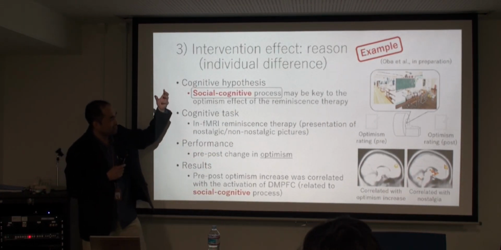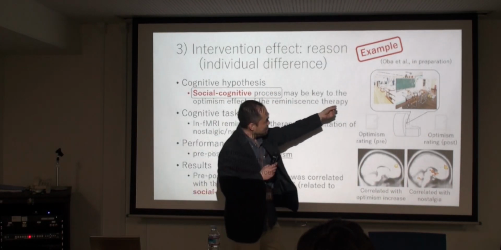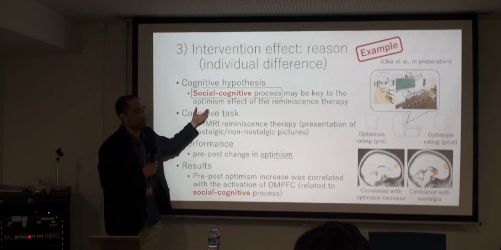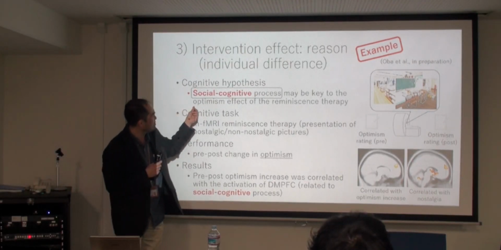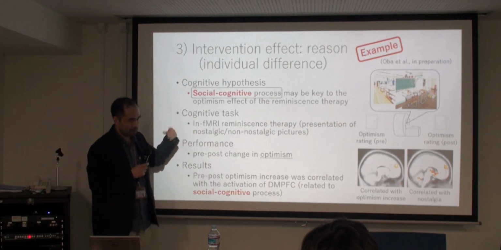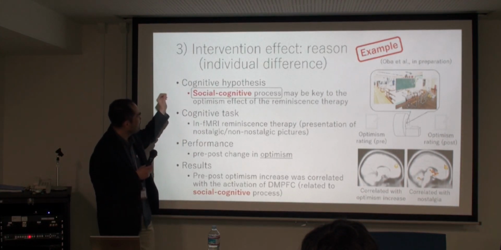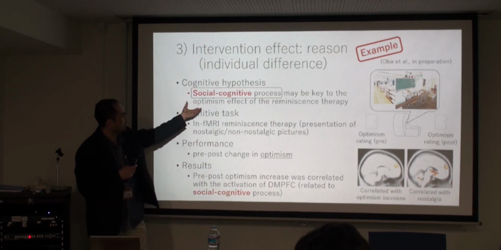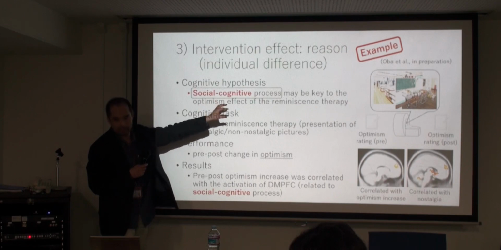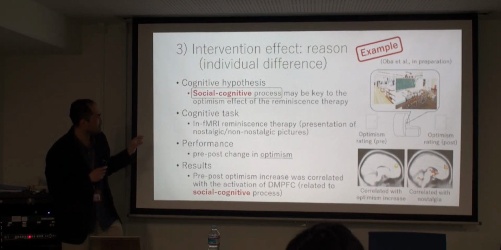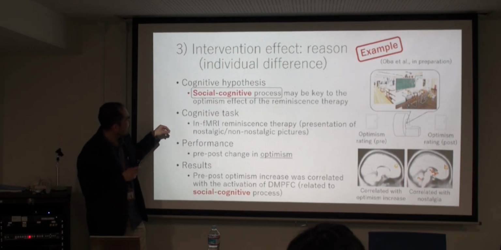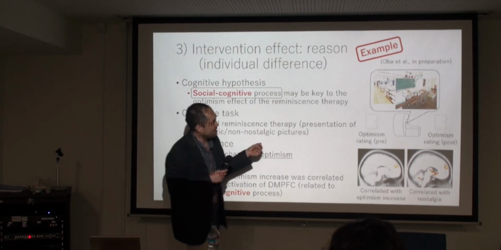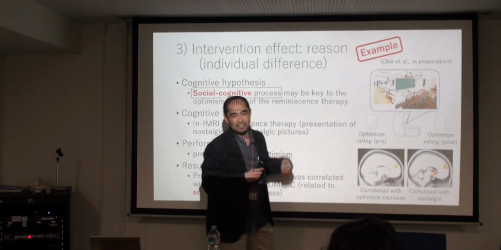Here, feeling nostalgia will make some people optimistic. So we consider there are several backgrounds, but we assume that there should be some social cognitive process that enhances this optimism effect of this reminiscence therapy. And here we can create an in-MRI reminiscence therapy because we can just present the nostalgic pictures.